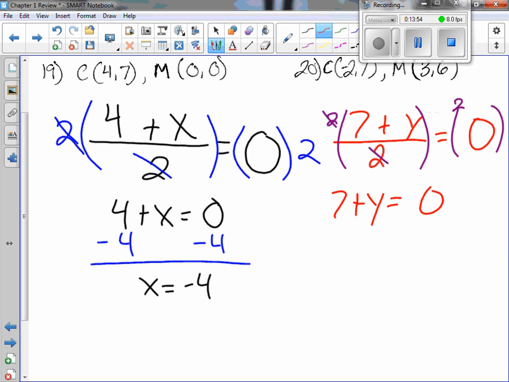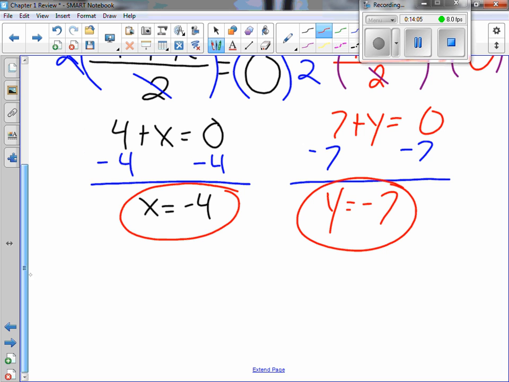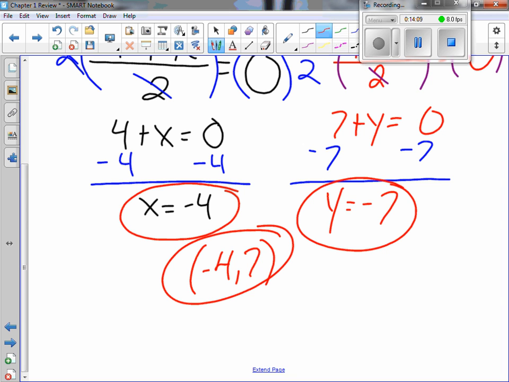And then we're going to subtract 7 from both sides, which gives us Y is equal to -7, X is equal to -4. -4 comma 7 is the other endpoint.